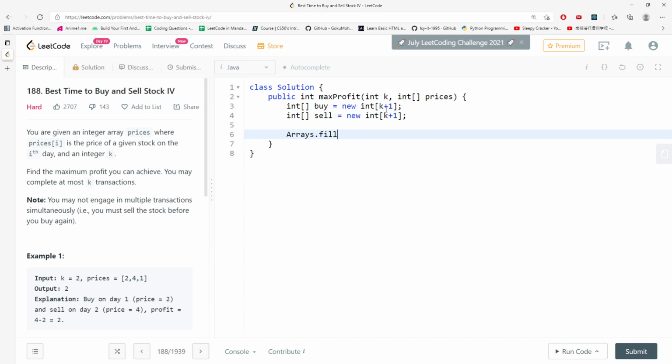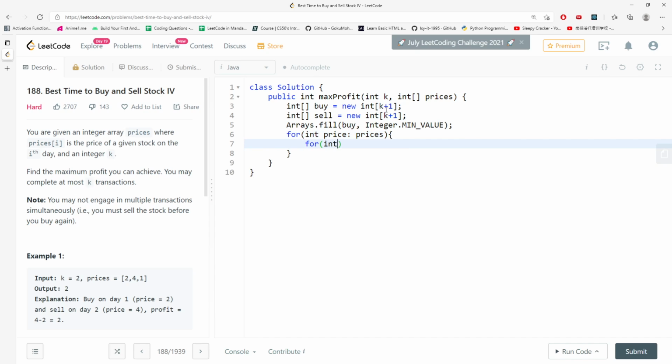So I would set the default value for buy to Integer.MIN_VALUE. If you didn't understand this part, you definitely need to go back and watch the questions that I just mentioned. So I'm going to loop the prices array. For each price in prices, since k starts from 1, I loop i equal to 1, i less than or equal to k, i plus plus. And I would say buy[i] becomes max of buy[i], or the profit from the previous purchase, sell[i - 1], and then minus price.